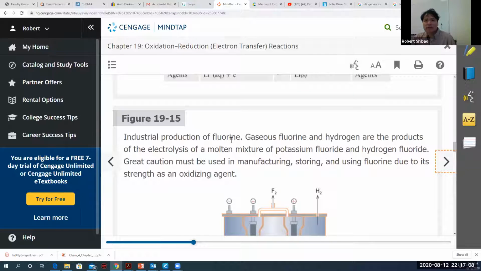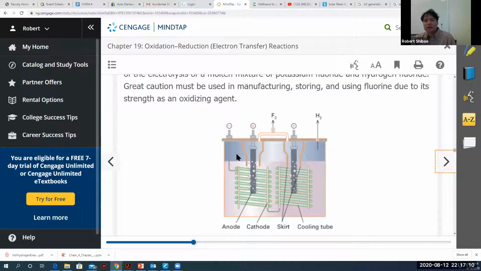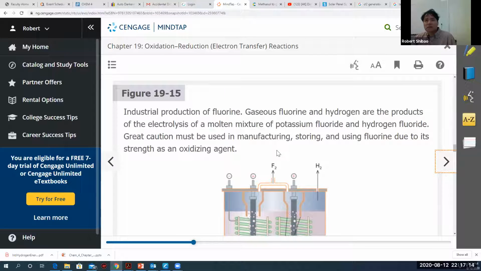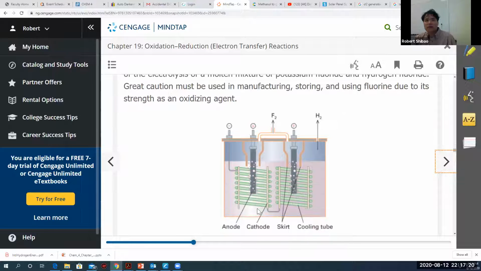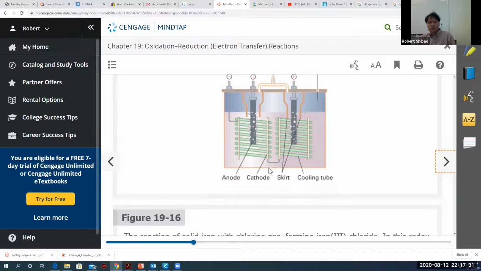Fluorine's extremely reactive, so it doesn't exist naturally. So they're using electrolysis here. They're using potassium fluoride, a molten mixture of potassium fluoride with hydrogen fluoride. So there's molten potassium fluoride, and they're going to strip electrons off fluoride using an electrical power source here. So the pluses and minuses are.